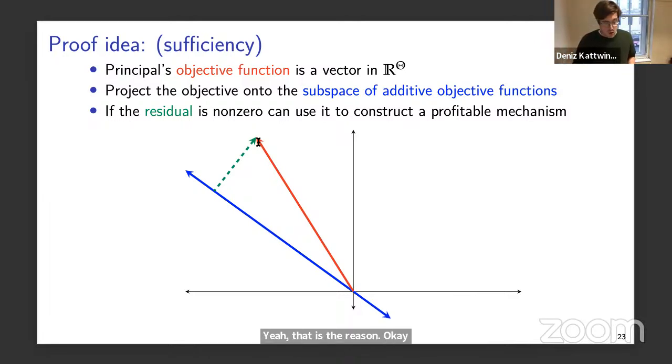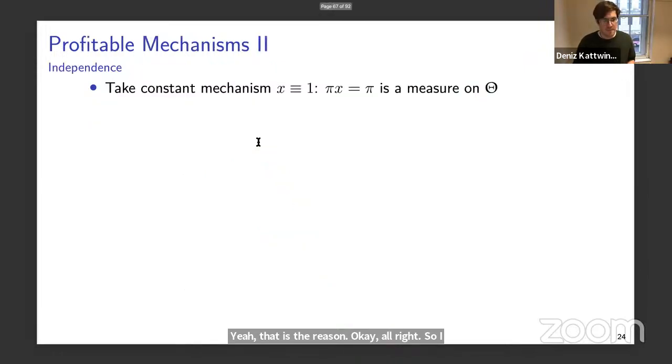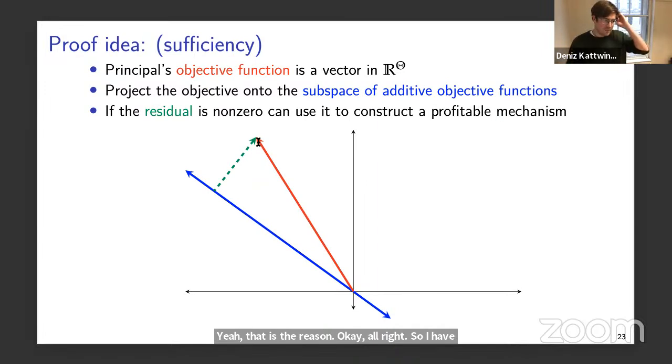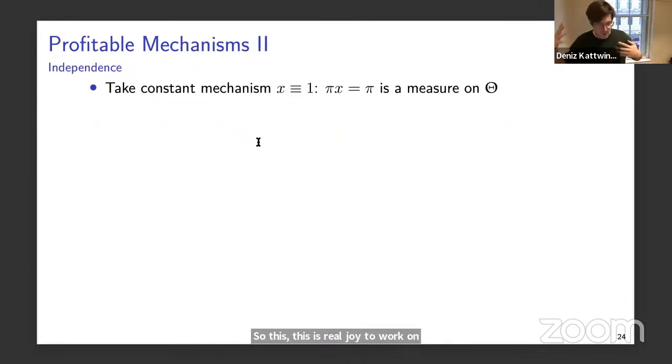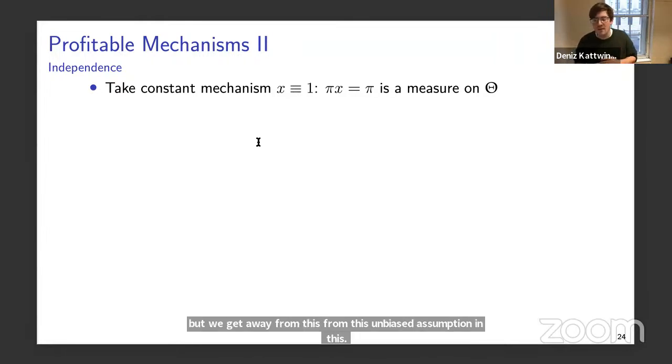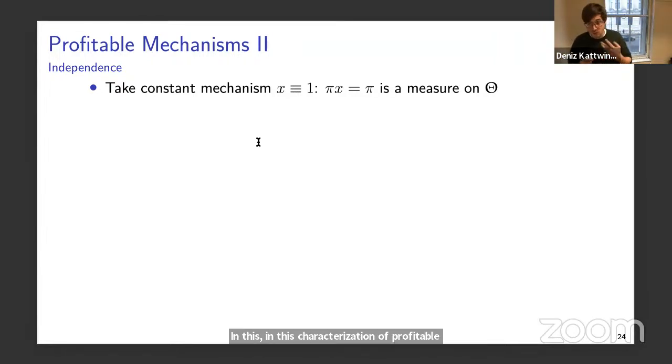Okay, all right. So I have 15 minutes. This is a project with 3 amazing co-authors, and it is a real joy to work on. When we wrote this, there were more and more ideas coming up. So this is another idea on how to characterize profitable mechanisms. It is, in some sense, parallel, but we get away from this unbiasedness assumption in this characterization of profitable mechanisms. And I think it's in itself an interesting way to think about this problem.